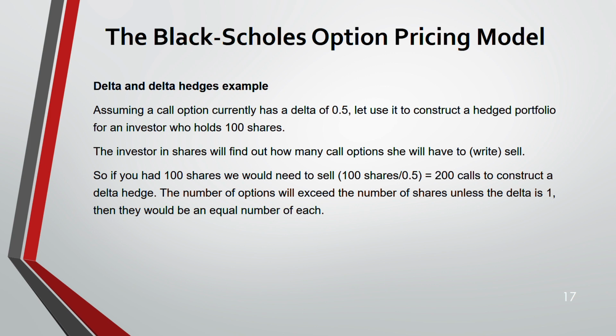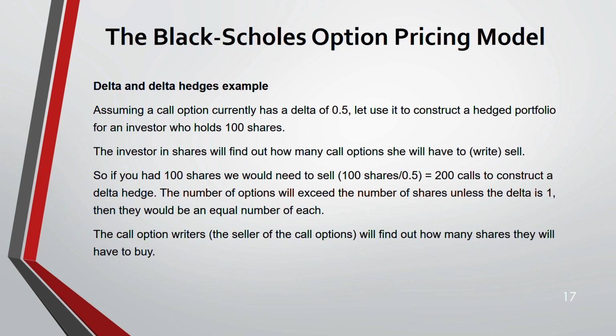And if you see, the number of options that you have to sell is more than the shares that you are holding. 200 calls you have to sell, whereas you are only holding 100. So the number of options will exceed the number of shares unless the delta is 1. It's always like that. Only if the delta is 1 will they be equal: the number of shares you have to hold and the number of call options you have to sell will be equal. If it's not 1, it's the other way around. The call option writers, the ones selling the call option, will find out how many shares they will have to buy.